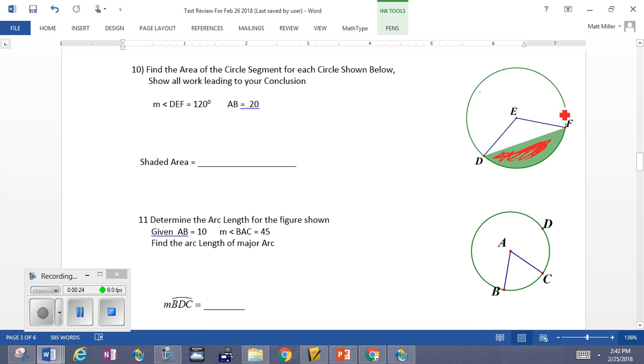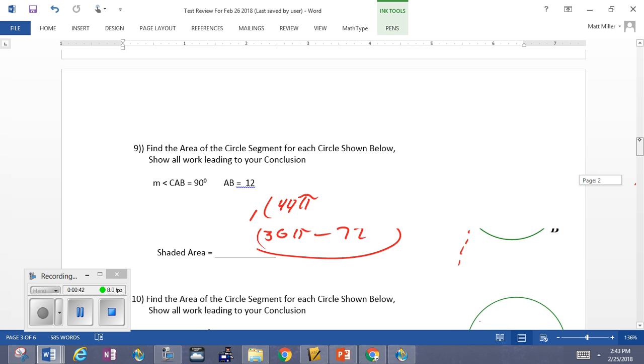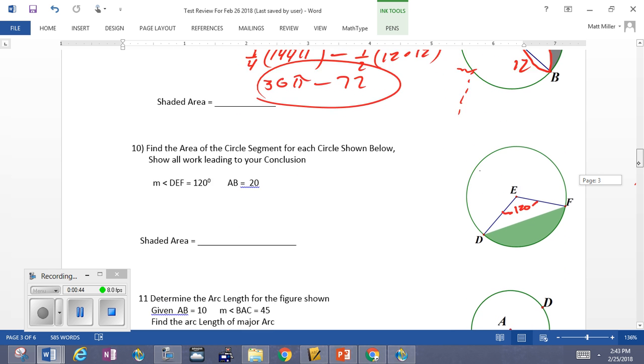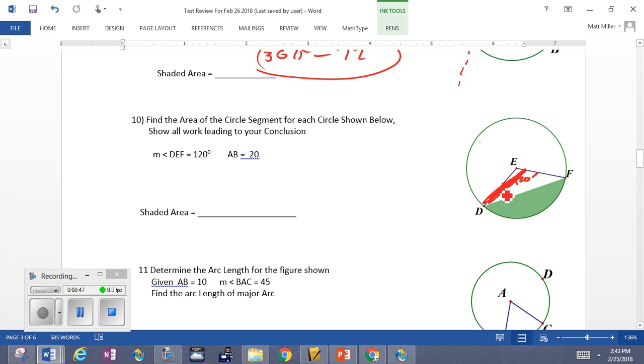I think these are a little bit mislabeled. So, DEF is 120. Sorry, DEF is 120. Which means that this whole part of the circle, which I'm going to be after initially, is going to be 1/3. So that's 1/3, and I'm going to just presume that it says DF. I don't know what happened with that.